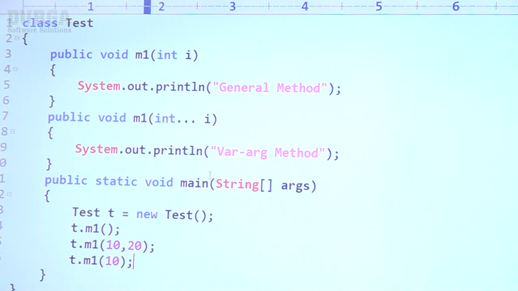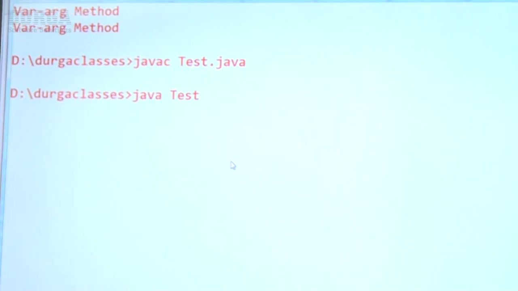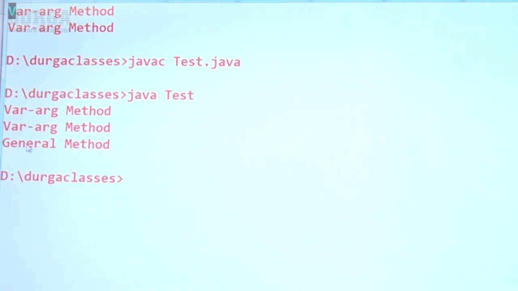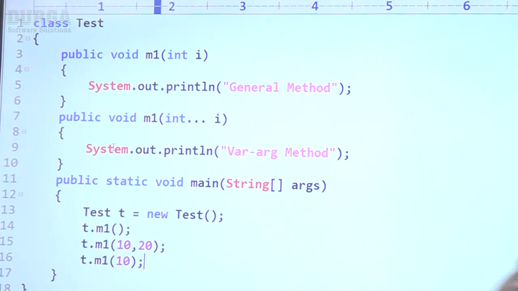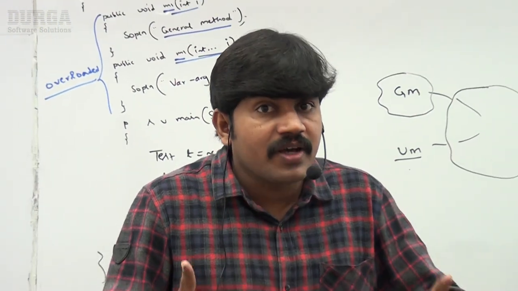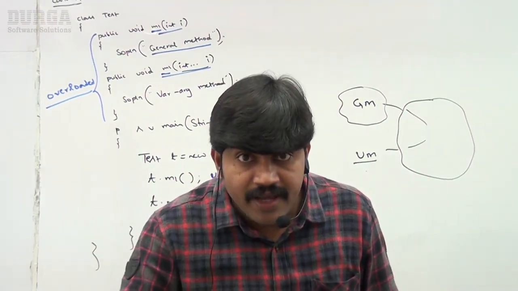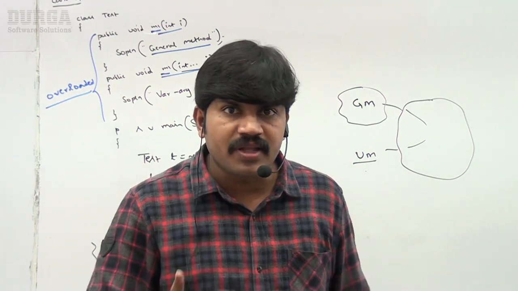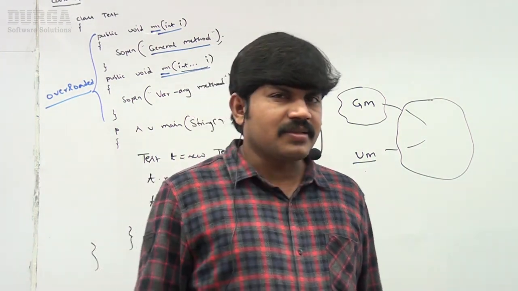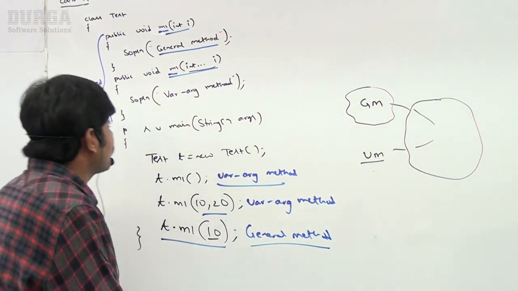Let me compile. Observe the last output. Yes, the general method will get the chance. Everyone can able to understand? I'm repeating, even in the next classes, this point is very important. Whenever there is a fight between an old concept and a new concept, the old concept is always going to win the race. Clear? Next, one more small point I have to talk about, this varargs method.